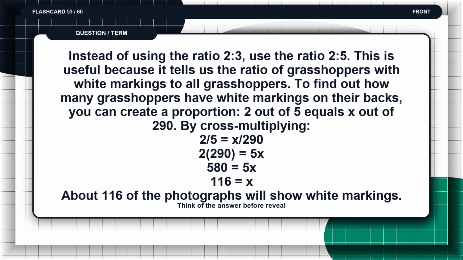Flashcard 53. Instead of using the ratio 2:3, use the ratio 2:5. This is useful because it tells us the ratio of grasshoppers with white markings to all grasshoppers. To find out how many grasshoppers have white markings on their backs, you can create a proportion: 2 out of 5 equals x out of 290. By cross-multiplying, 2 times 290 equals 5x, 580 equals 5x, 116 equals x. About 116 of the photographs will show white markings. Think of the answer before the reveal.